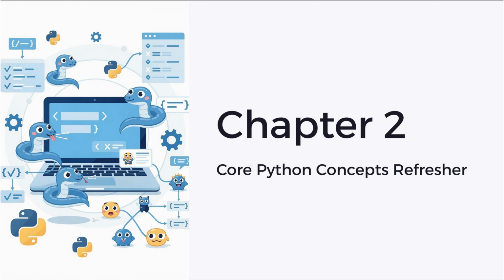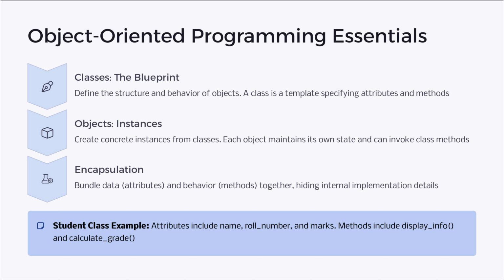Core Python concepts are crucial for building robust applications. Understanding data types, control structures, and functions is essential. Mastery of these elements allows for efficient problem-solving and code optimization. Python's simplicity and readability make it an ideal choice for both beginners and experienced developers, facilitating the development of scalable and maintainable software solutions. Object-oriented programming revolves around classes and objects.